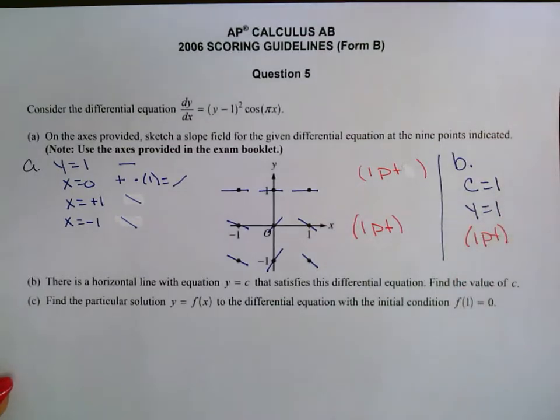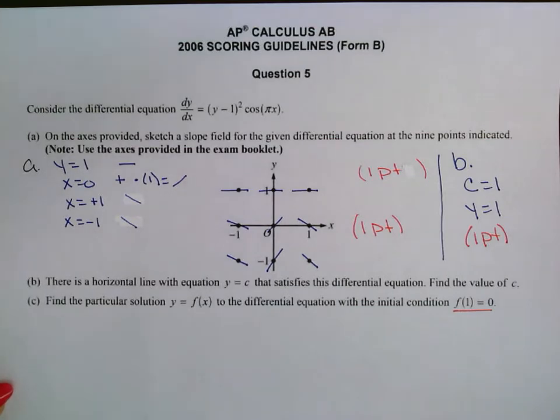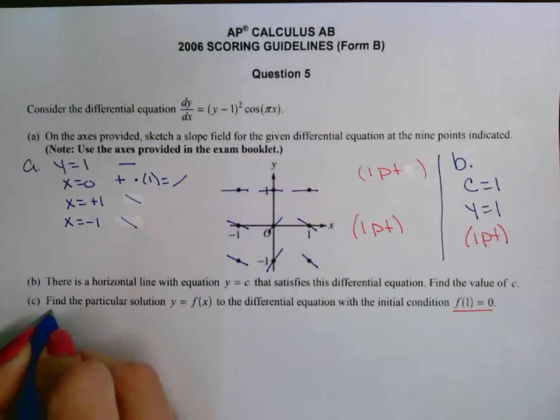That's why I encourage students when you're taking your AP test, no matter how crazy the question looks, read through it because sometimes there are simple points that you can get. All right, part C, find the particular solution to the differential equation, and my initial condition is (1, 0). So I'm going to rewrite the question so that I can scroll down.